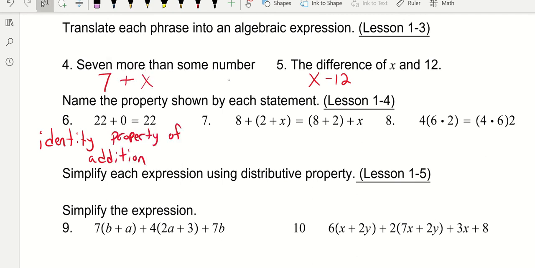The multiplicative property of 0, we're multiplying by 0. Whenever you multiply by 0, what happens? The product is 0. So multiplicative property of 0 is when you multiply by 0.